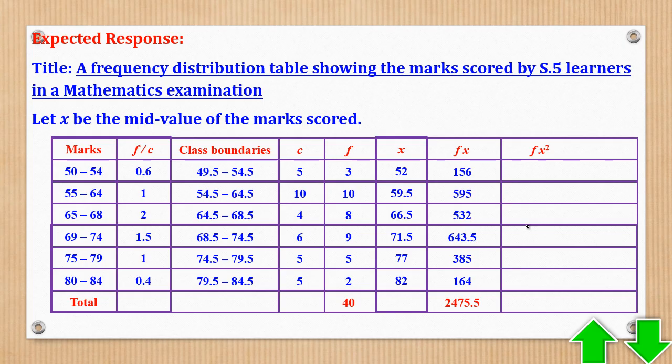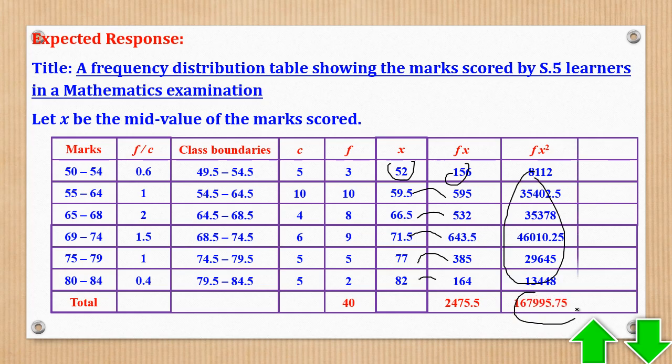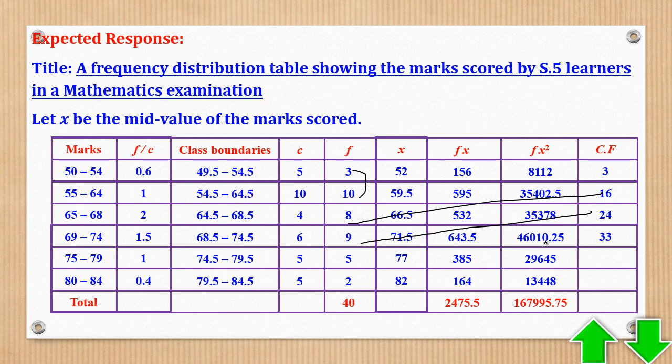Then you also need fx squared. So this times this, for each of the six rows. Then you also get the total of all this, which is summation of fx squared. Then you also need to measure cumulative frequency. So this plus this, 16 plus this, 24 plus this, 33 plus 5, 38 plus 2, and the result.